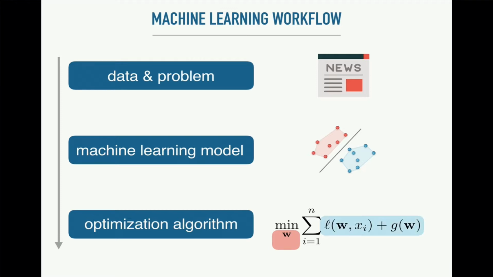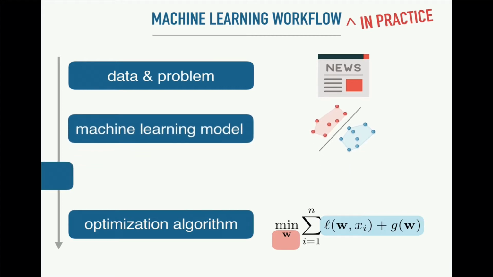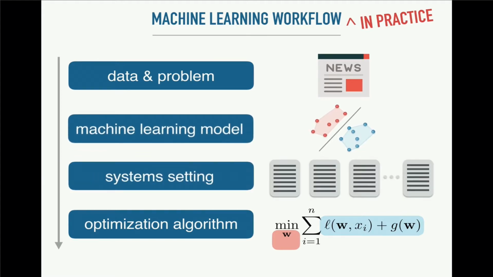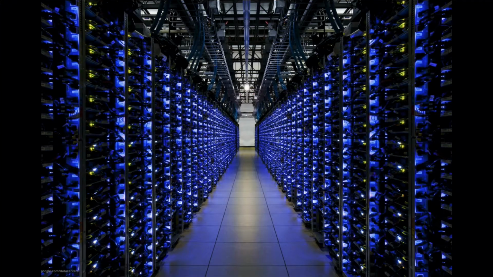What's missing in this workflow, however, is that in modern problems, in practice, when we're dealing with large data sets, there's a crucial component missing, which is what sort of system setting you're in. And that system and the properties of that system can have a major impact on the optimization algorithm that you select to fit your model to your data. So this is a cartoon drawing of data distributed over multiple machines, but what you should really be imagining is something like this. So a massive data center processing lots of data.